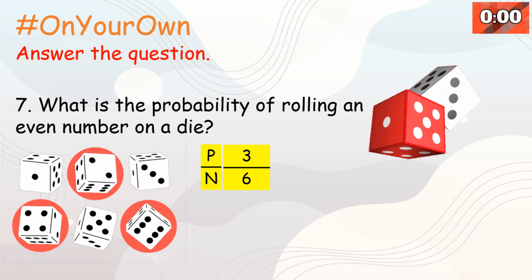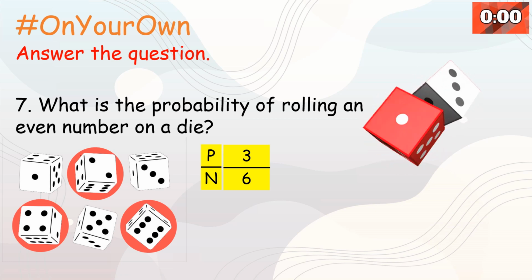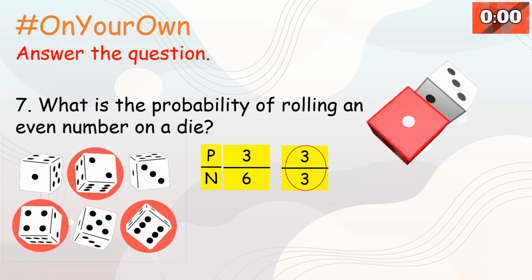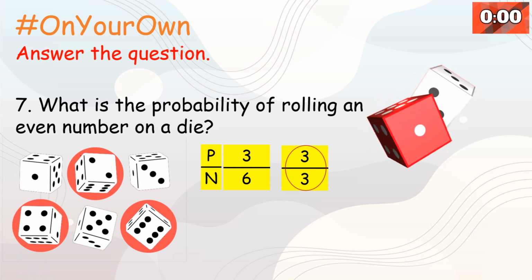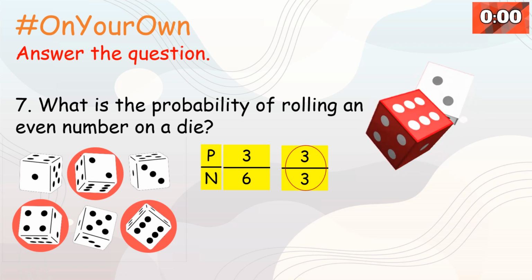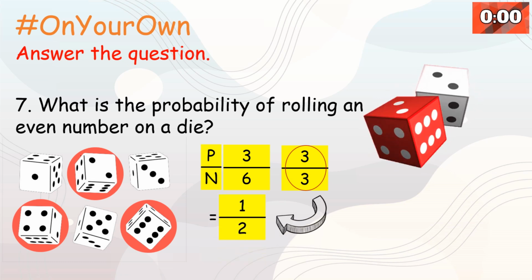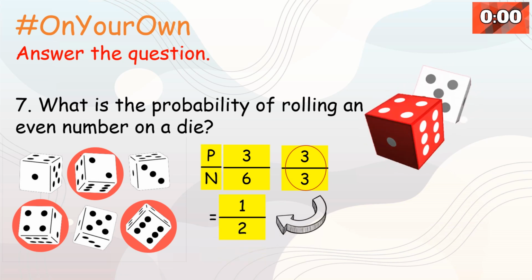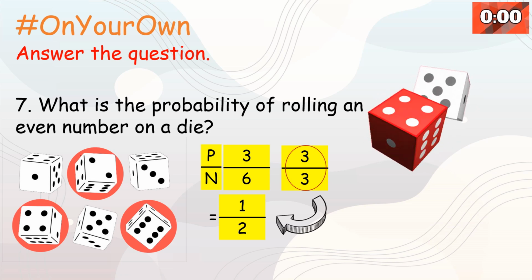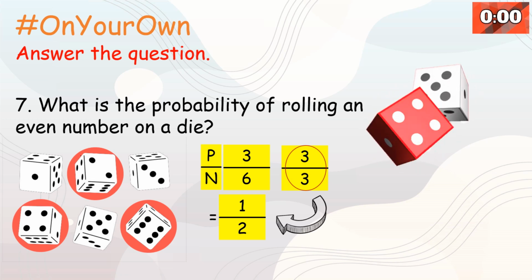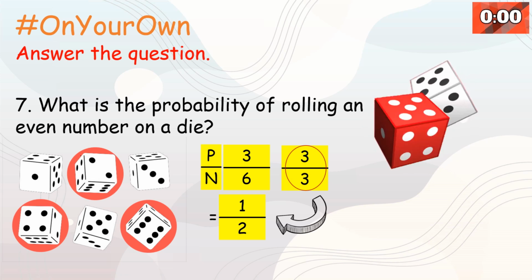So, 3/6, no? 3/6. Then, we'll get the common factor. The common factor of 3 and 6 is 3. 3 divided by 3 is 1. 6 divided by 3 is 2. So, therefore, the probability of rolling an even number on a die is 1/2.